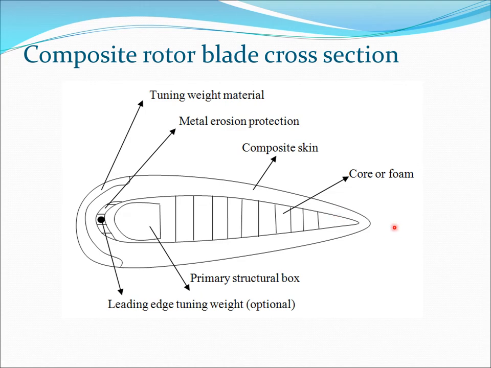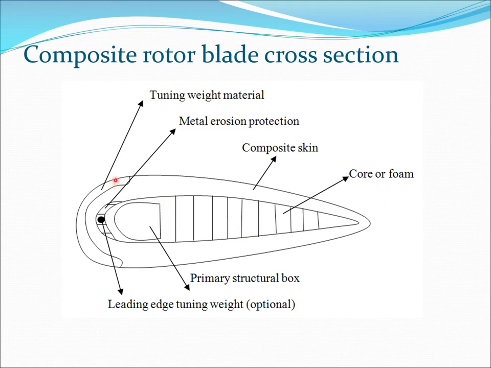Now let's take a look at a schematic of a typical helicopter blade. Here you have an airfoil section, and essentially you have this region known as the composite skin. Of course, the thicknesses are amplified because of the drawing, but in reality the skin is very thin, and it is made of composite. Then there is a primary structure known as the box beam, which is also made of composite. There is some empty space here and here, which is typically filled with core or foam.